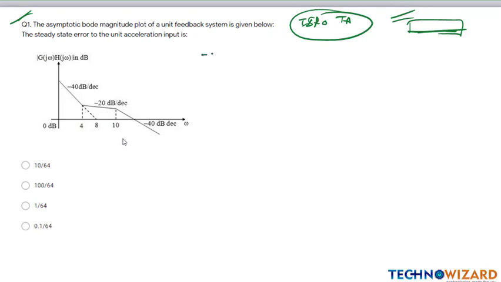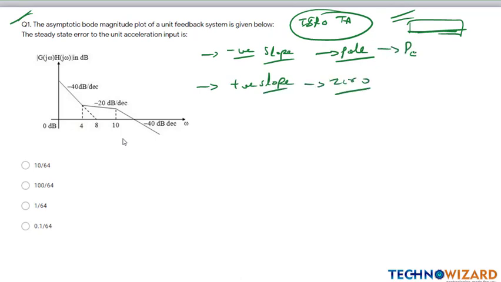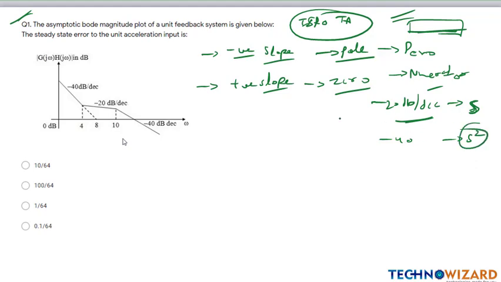Remember this: when there is a negative slope, there is a pole, and when there is a positive slope, there is a zero. Pole comes in the denominator, we know this, and zero comes in the numerator. Minus 20 dB per decade gives us one pole, that is S, and minus 40 gives us S square. Similarly, plus 20 gives us one zero, and plus 40 gives us 2 zeros.